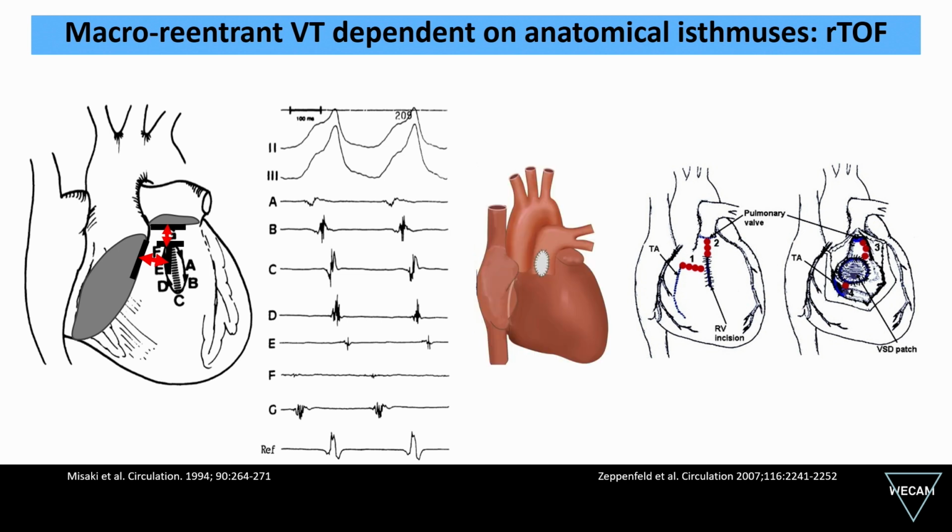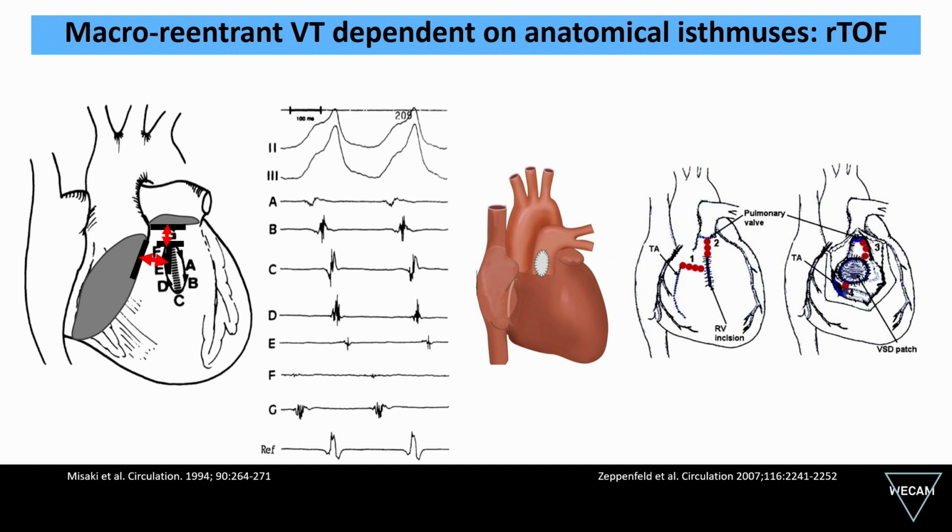If you look at the change in the surgical approach in Fallot patients, in the old days there were these huge RV incisions, and they were abandoned. Nowadays we have a transatrial transpulmonary approach with a small transannular patch in the majority. This actually abolished anatomical isthmus 2, and anatomical isthmus 1 is broad and can probably not even be considered an isthmus anymore.